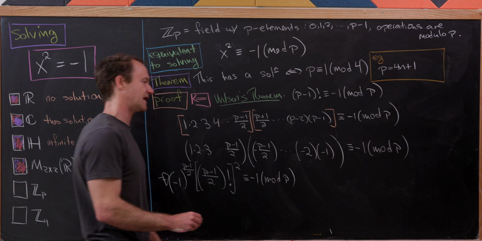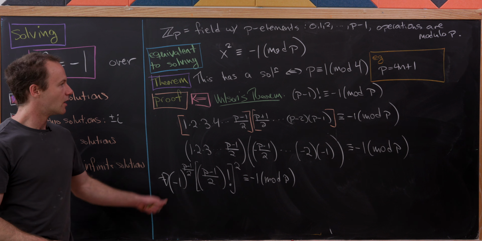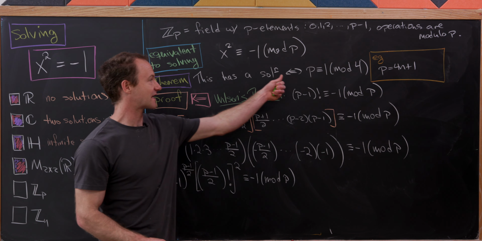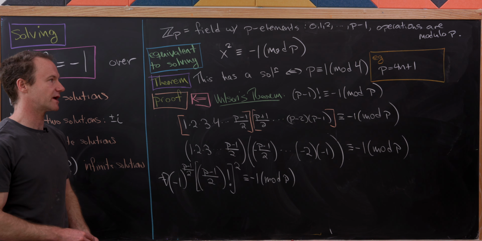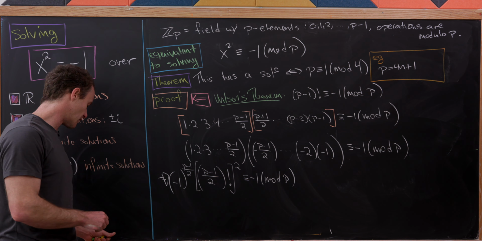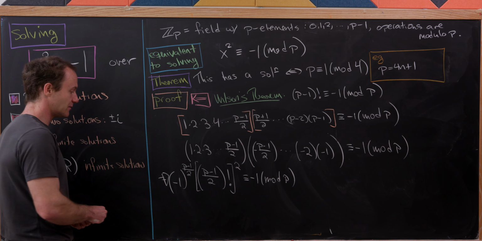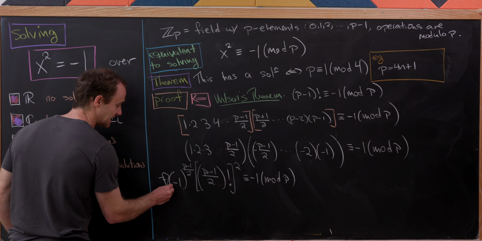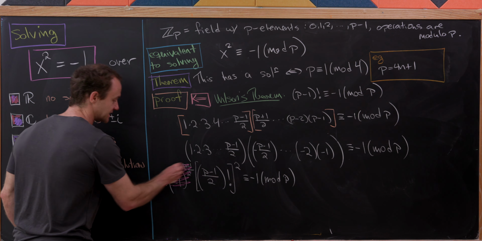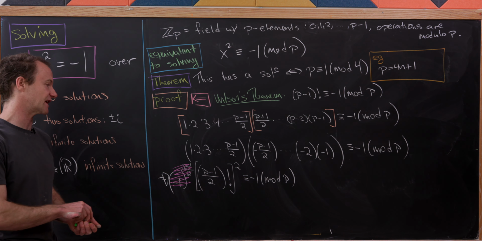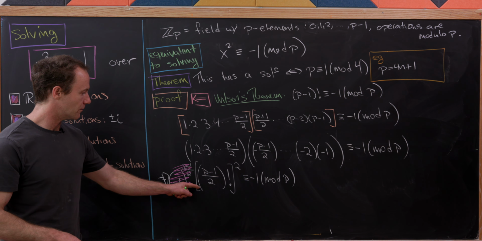Still, I haven't changed the right-hand side of this congruence. Oh, but we haven't used the fact that p is congruent to 1 mod 4 yet. But since p is congruent to 1 mod 4, we know (p minus 1)/2 is even, but that means this is negative 1 to an even number, so this just turns into positive 1, so we can almost just forget about it. Oh, but now we have something that squares to negative 1, so that's our solution. This ((p minus 1)/2) factorial is our solution.